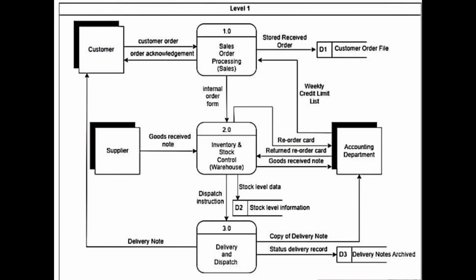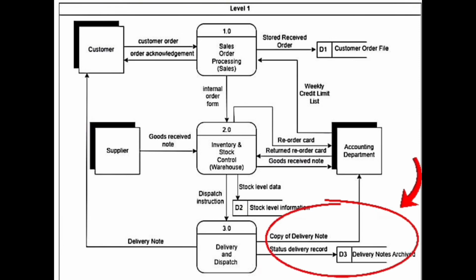Then the delivery and dispatch acts on the dispatch instruction by preparing and packaging the goods. So the items are delivered to the customer together with a delivery note. As you can see, the flow of data shows the delivery note since it is a DFD or data flow diagram. So I only stated the delivery note there, which serves as a proof of delivery. At the same time, a copy of the delivery note is sent to the accounting department to support the invoicing and payment processing. The delivery status is also recorded and stored in the delivery notes archive data store for documentation and monitoring purposes.